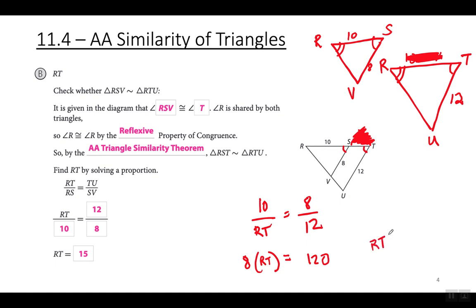So RT is going to equal 120 divided by 8. So RT is going to equal 15. All right. Let me just say that in Spanish.